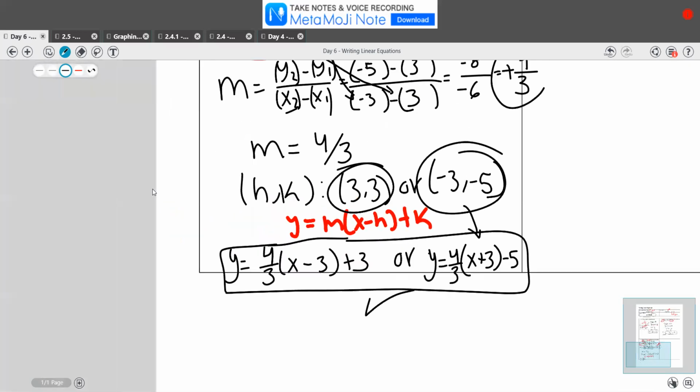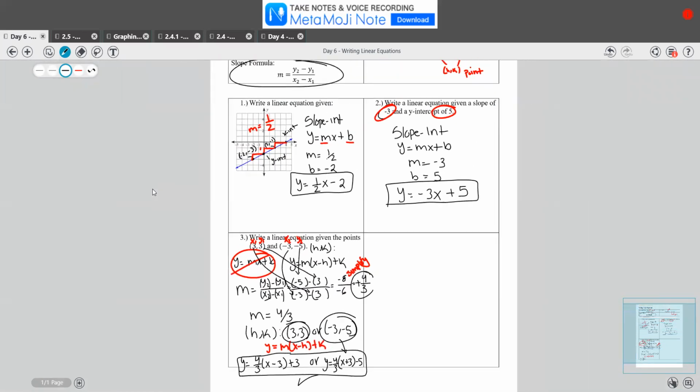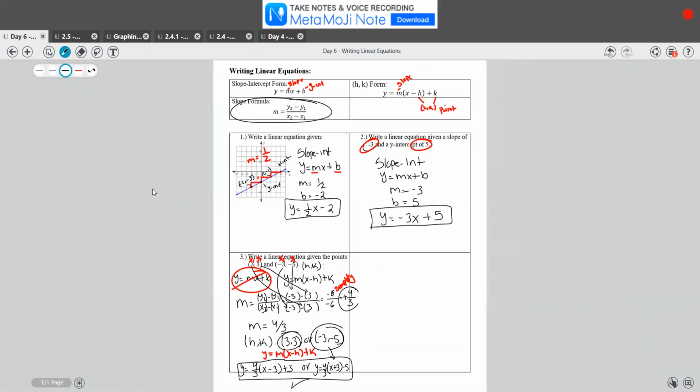All right. So make sure that you're writing this down. If you guys have any questions, you can message me on Teams. But other than that, that is how you write an equation.